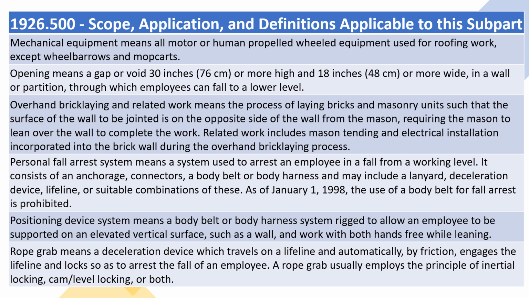Personal fall arrest system means a system used to arrest an employee in a fall from a working level. It consists of an anchorage, connectors, a body belt or body harness, and may include a lanyard, deceleration device, lifeline, or suitable combinations of these. As of January 1, 1998, the use of a body belt for fall arrest is prohibited. Positioning device system means a body belt or body harness system rigged to allow an employee to be supported on an elevated vertical surface, such as a wall, and work with both hands free while leaning.